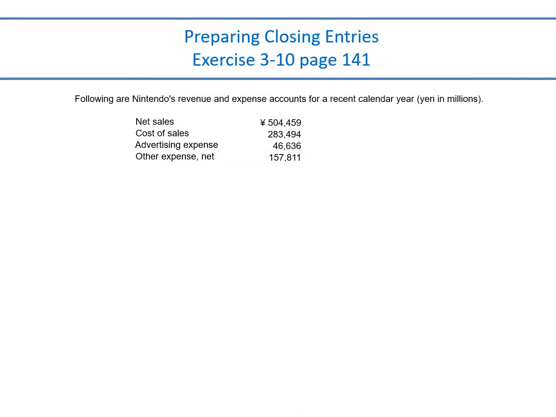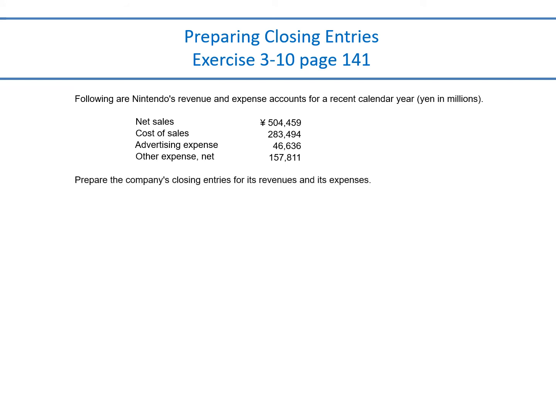All right, so in this example, we're going to prepare the closing entries. It says the following are Nintendo's revenue and expense accounts for the recent calendar year, yen in millions. So we've got 504,000 of sales, 283 of cost of sales, some advertising expense, and other expense.